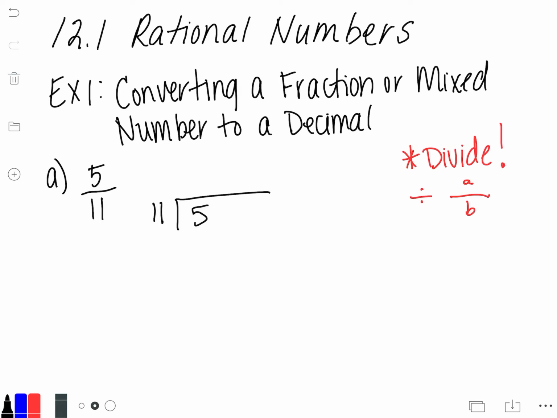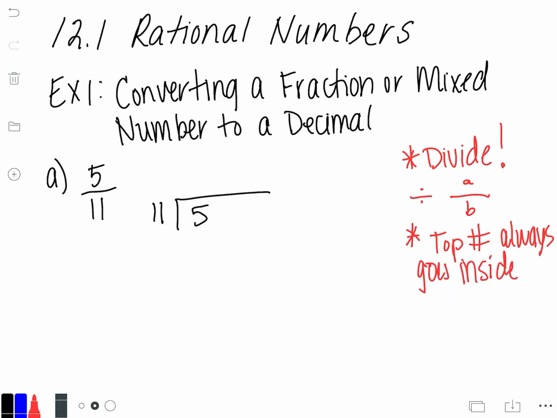Your top number always goes inside the division bar. Write that down for yourself so you've got that note. Your top number, or your numerator, always goes inside. And that's probably the most common mistake that I see as a teacher. I see students flipping where the numbers should go. So we've got 5 divided by 11.